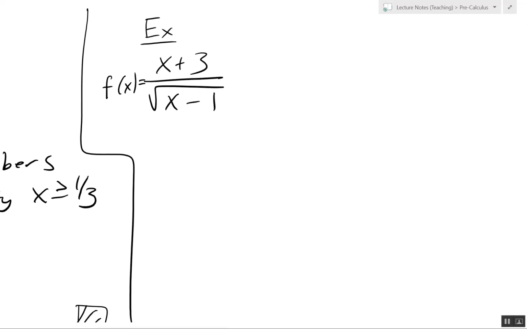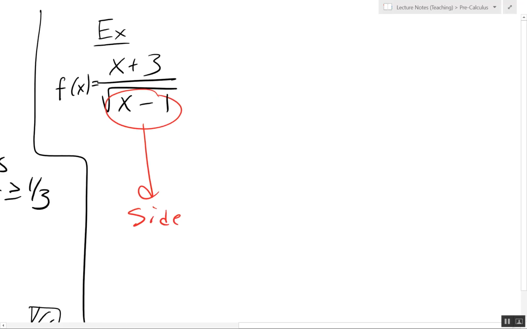So in this example, we look at f of x equals x plus 3 over the square root of x minus 1, and we want to see where this is defined, so what is its domain. And again, we're going to do a little bit of side work. So we're going to look at this part under the radical and do some side work.